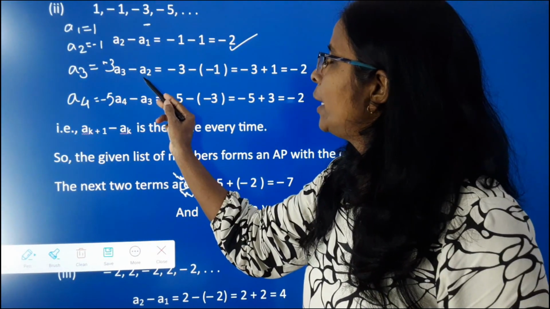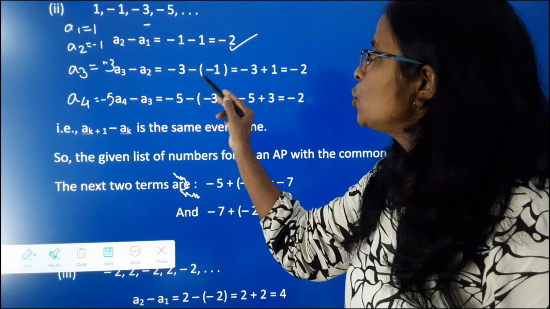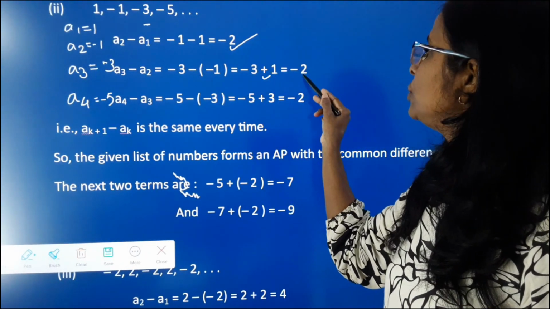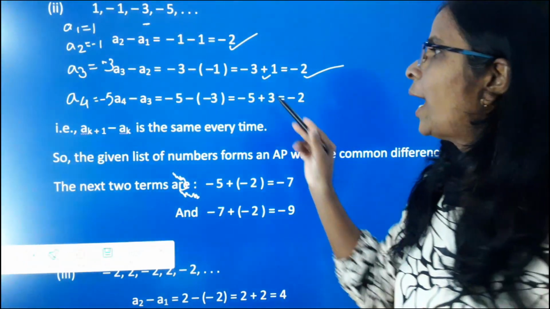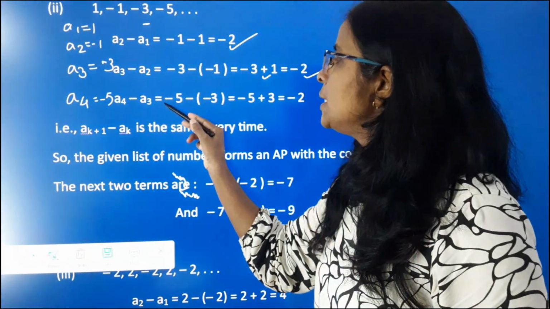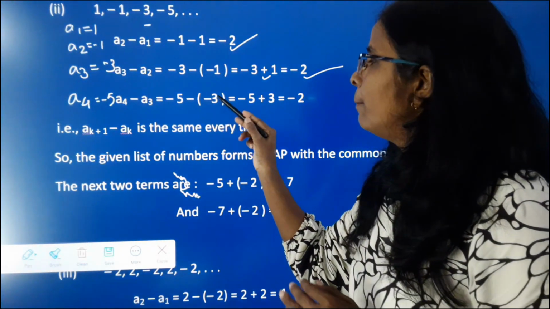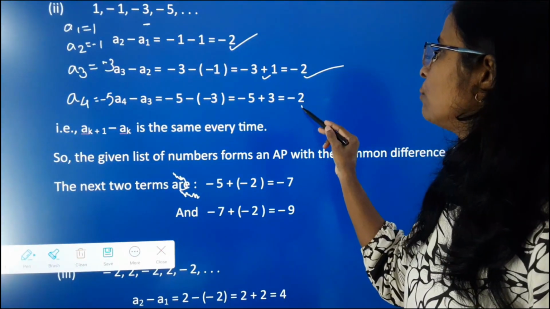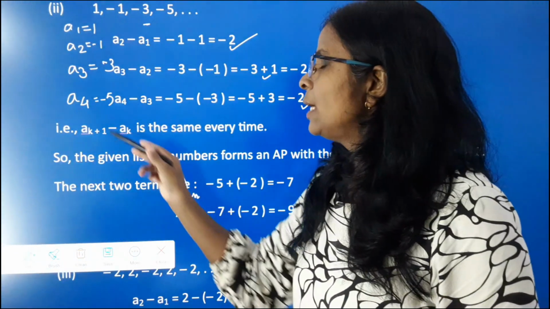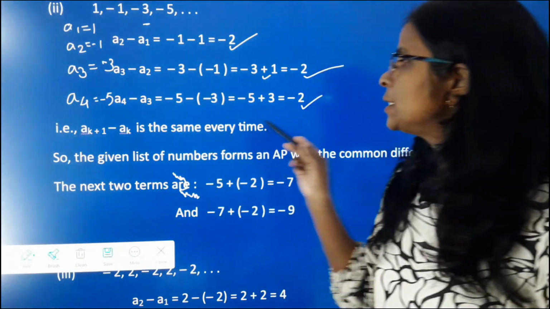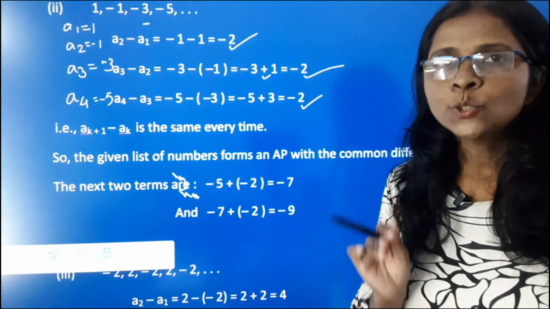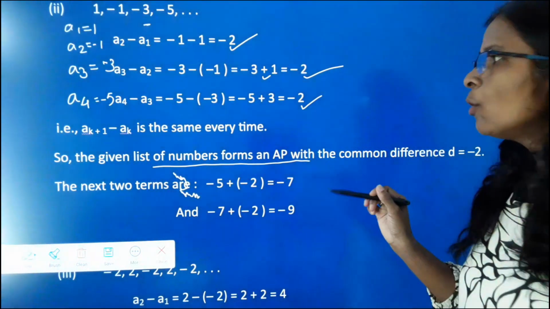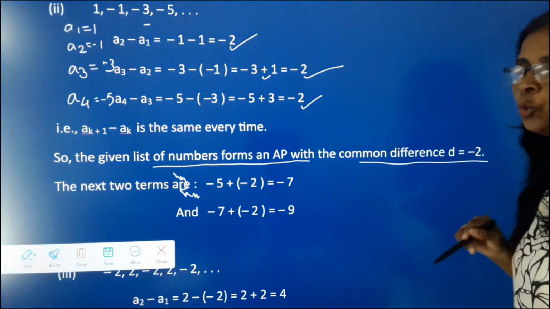a3 minus a2 is equal to minus 3 minus of minus 1, that means minus 3 plus 1, which is equal to minus 2. And then a4 minus a3 is equal to minus 5 minus of minus 3, that means minus 5 plus 3, which is equal to minus 2. So that means a(k+1) minus a(k) is the same every time, and so the given list of numbers forms an AP with the common difference minus 2.